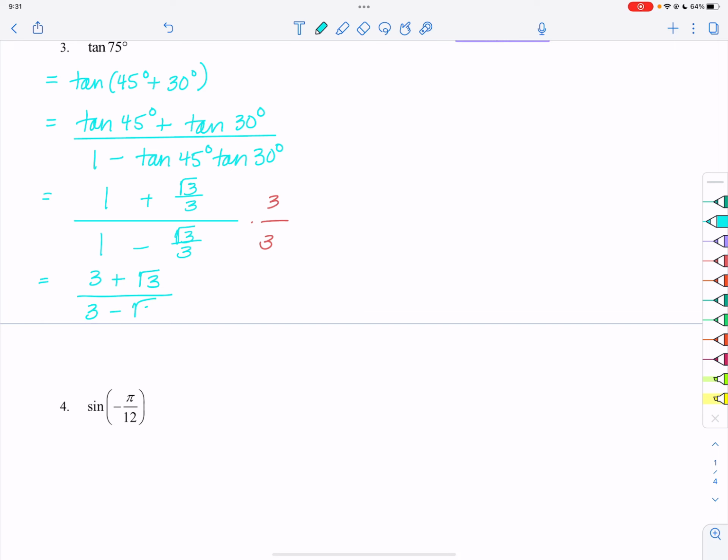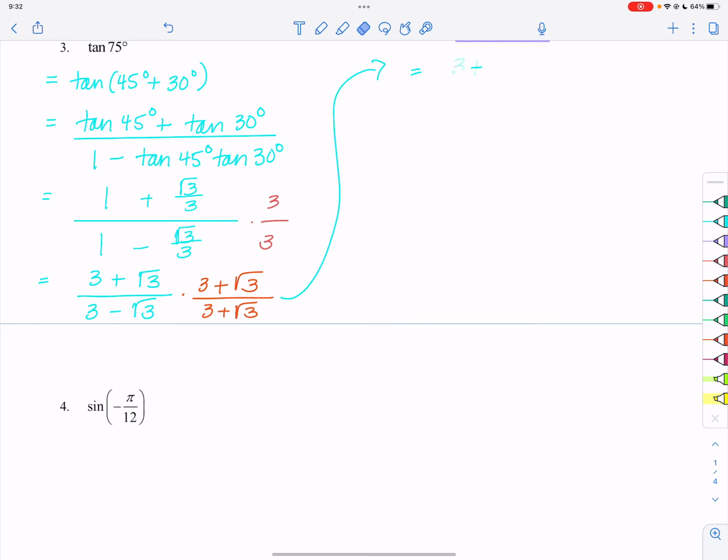3 minus root 3. And let's go ahead and multiply the numerator and denominator so that we can create a difference of squares. So we'll multiply the numerator and denominator by 3 plus root 3 divided by 3 plus root 3. And we have 3 plus root 3.